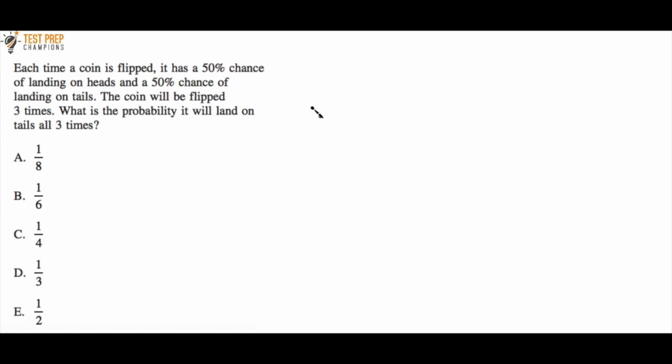So if I flip a coin 3 times, on my first flip, the chance that I get tails is half. It's 50%. On my second flip, the chance that I get tails is going to be half. And also on my third try, there's a 50% chance, or half a chance, that I get tails.